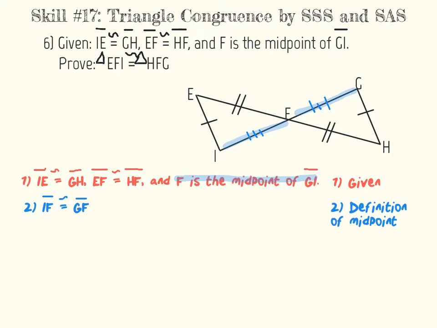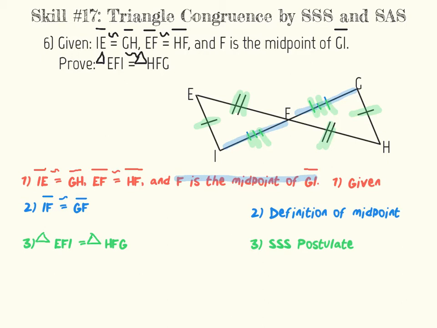And finally, if you notice now, we have all the sides marked with congruence, so that means that we can use our side, side, side postulate. So I would say triangle EFI is congruent to triangle HFG. Make sure that's the congruent symbol. And that reasoning would be the side, side, side postulate. And that would be your final answer. Q.E.D. And that's it.